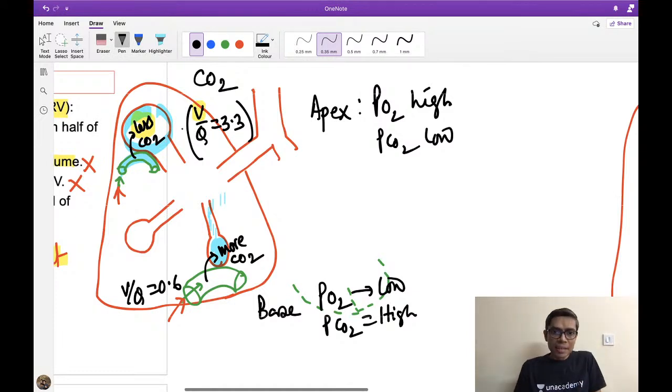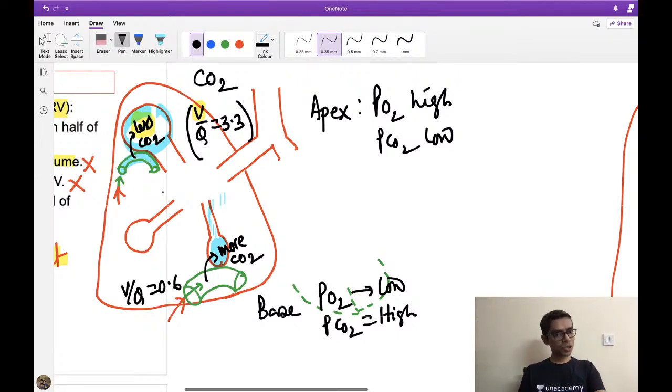Where is the oxygen in the alveoli coming from? From the fresh air. So if the ventilation is out of proportion to perfusion, then oxygen will be higher. And where is the carbon dioxide in the alveoli coming from? Think like this: it is coming from the perfusion. If the perfusion is less, then less carbon dioxide will reach there. That is the basic thing.